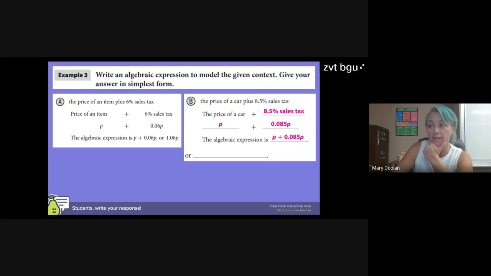About 20 more seconds. Your answer, what you're typing right now, should just be one term. Because if you have two like terms and you combine them, you just have one like term.